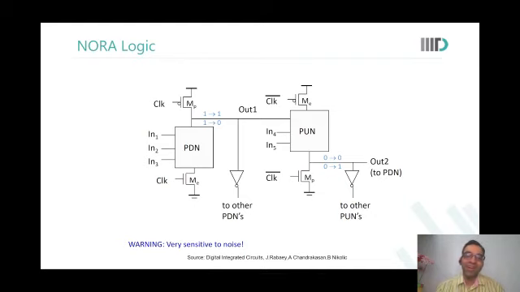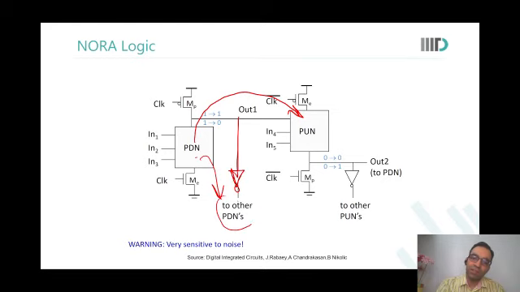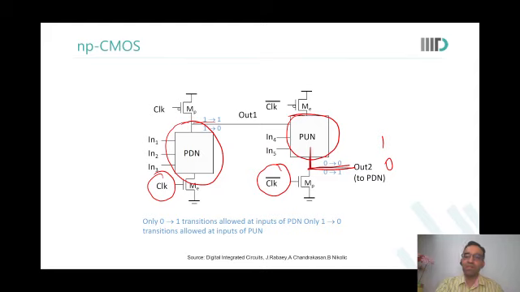Now this is NORA logic, which says that I may want to couple this PDN with another PDN. So I will also have an inverter over here and drive other PDNs. Similarly, I may drive PDNs from out 2, but I can have an inverter and drive other PUNs. So this is a further extension of the NP logic that we talked about. Are you able to see this?